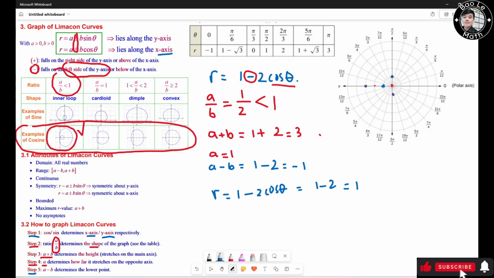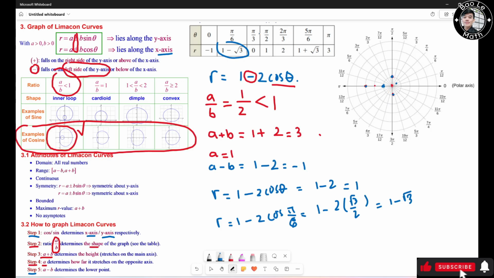Next one, pi over 6. R equals 1 minus 2 cosine of pi over 6. Cosine of pi over 6 equals root 3 over 2, right? So it's going to be 1 minus 2 times root 3 over 2. So it's going to be 1 minus root 3. Pi over 6 right here. It should be right here.